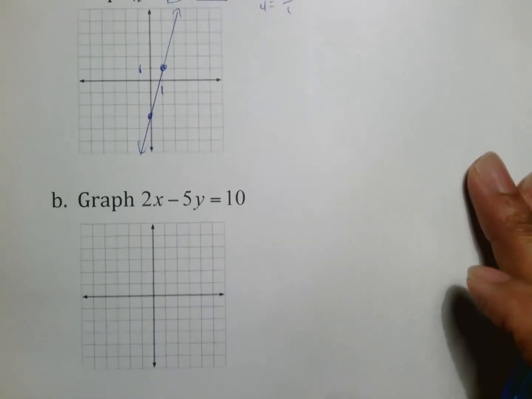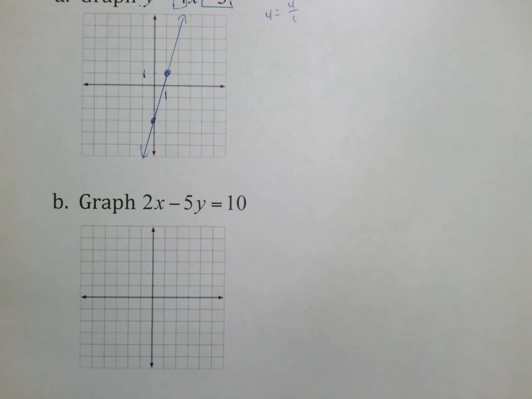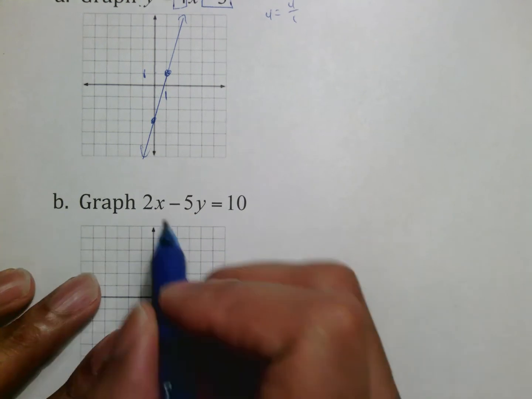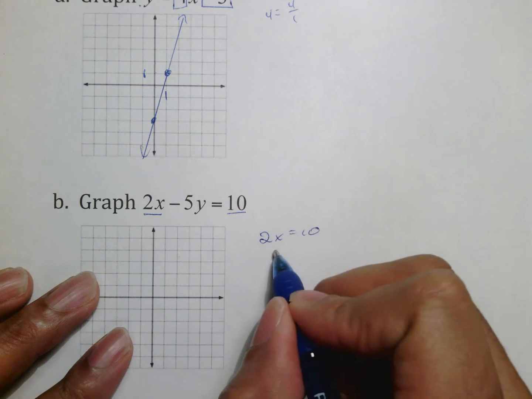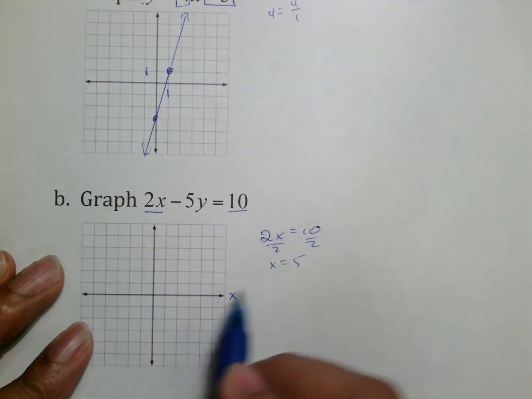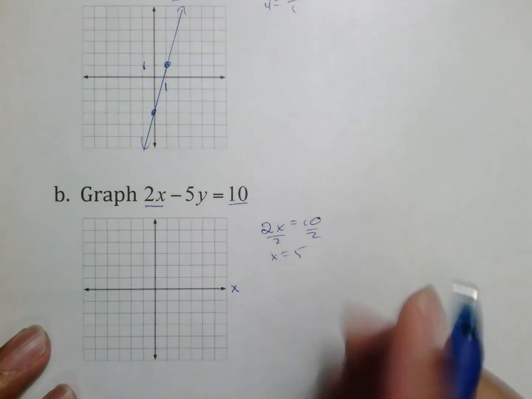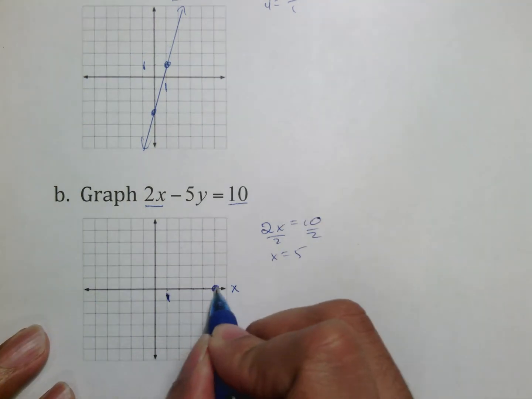Whenever the y is not by itself, we are looking at standard form, and remember in standard form it's very, very easy. All you have to do is take this number and set it equal to that, so 2x equals 10. Dividing by 2 tells me that x equals 5. Remember that x goes left and right. Once you remember that, mark your number. X goes 1, 2, 3, 4, 5 over.